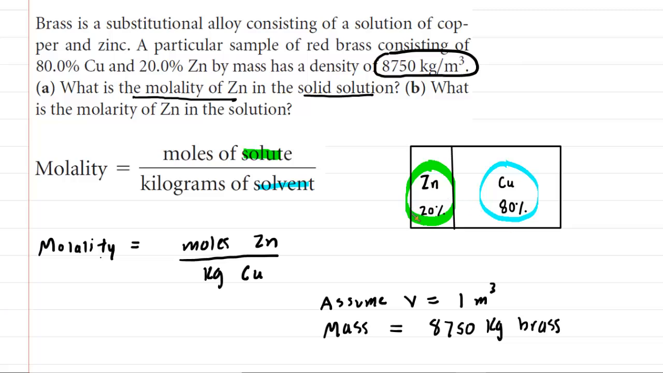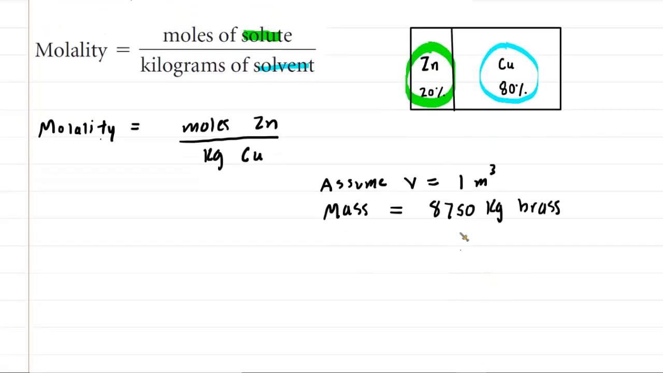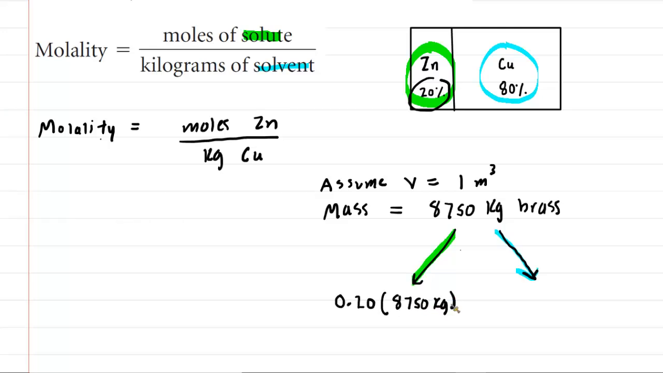What we want to recall is the percent abundances. So once again, zinc is 20% and copper is 80%. We'll take this mass of the brass solution and split it up into two components: the zinc component and the copper component. We're going to figure out the mass of each. It's very easy to do that because the percentage given was a percentage by mass. So all we need to do is take 20%, which is 0.20 in decimal form, and multiply that by 8,750 kilograms. That gives us the mass of the zinc component, and that turns out to be 1,750 kilograms of zinc. So far, so good.